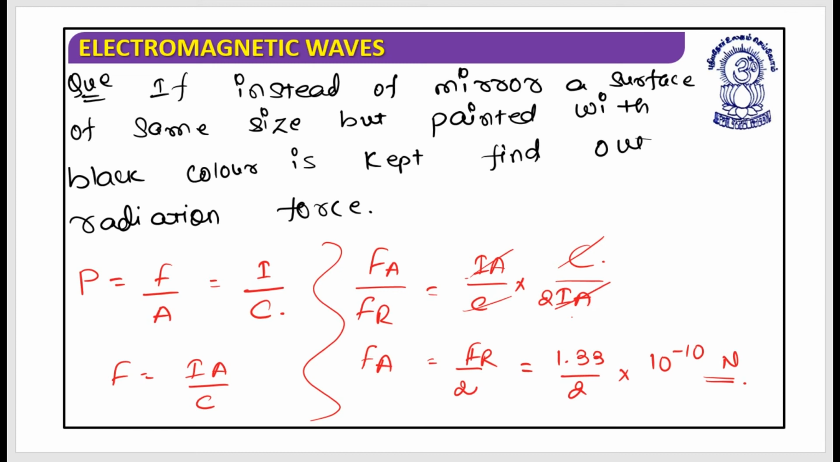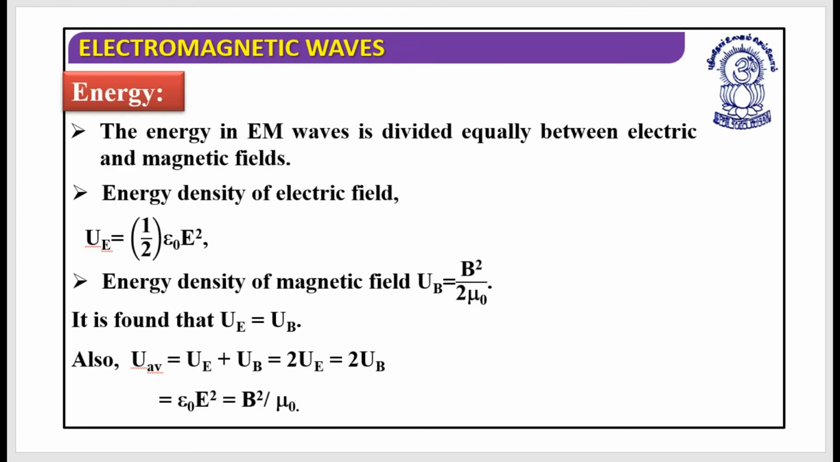Any doubts? No? Great. Now let's discuss the energy of an EM wave. When I say energy of an EM wave, we say that the energy in an EM wave is divided equally between two parts, the electric field and the magnetic field.